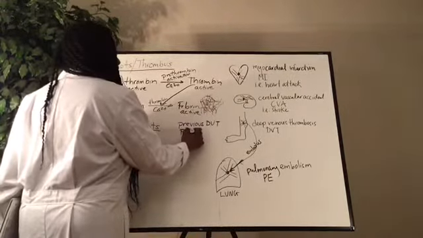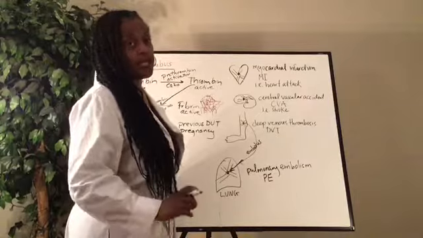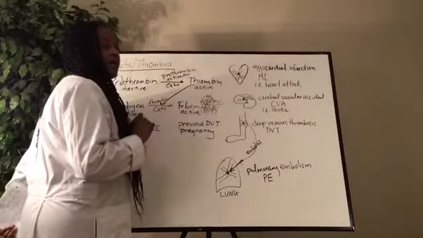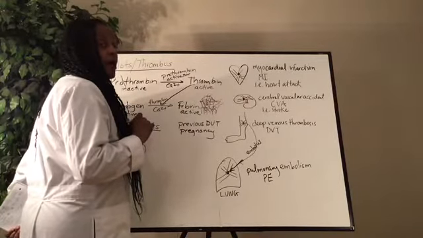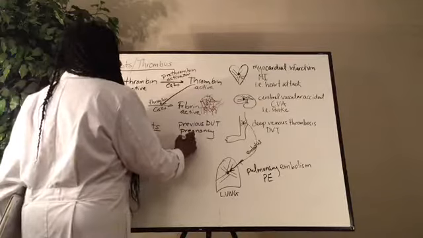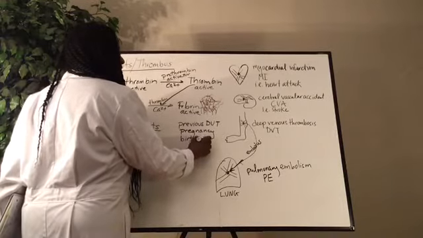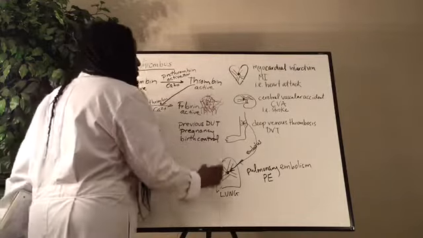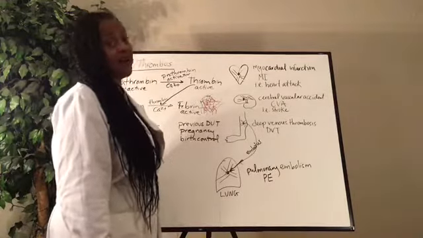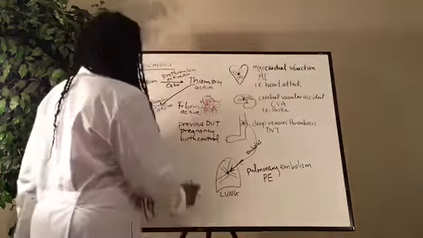Pregnancy, big time for hypercoagulation. Pregnancy, hypercoagulation causes clots. How about this? Birth control. And I think not all birth control, of course, but usually oral contraceptives, they cause a lot of clots. They have a history of causing clots.